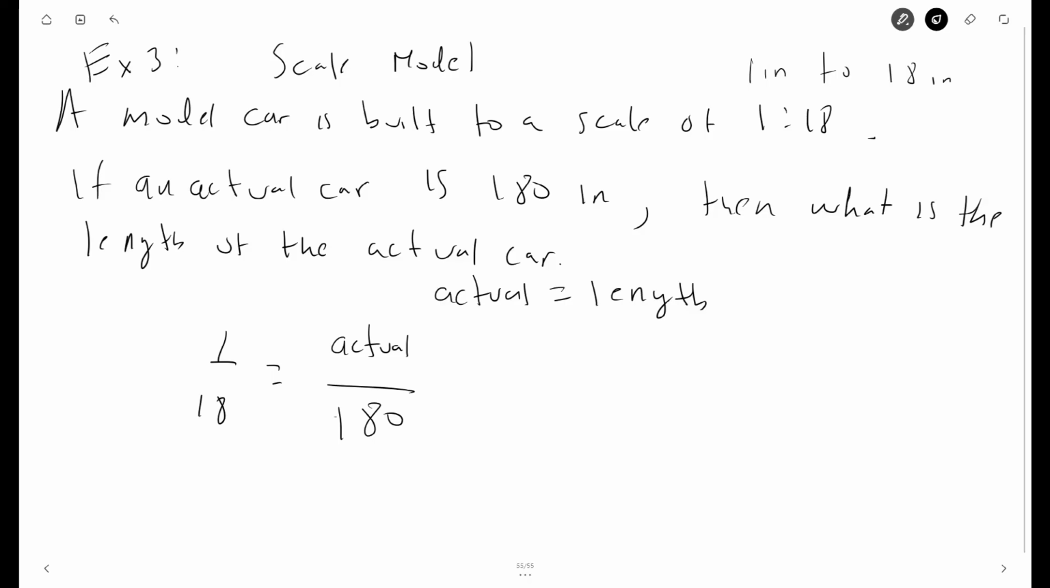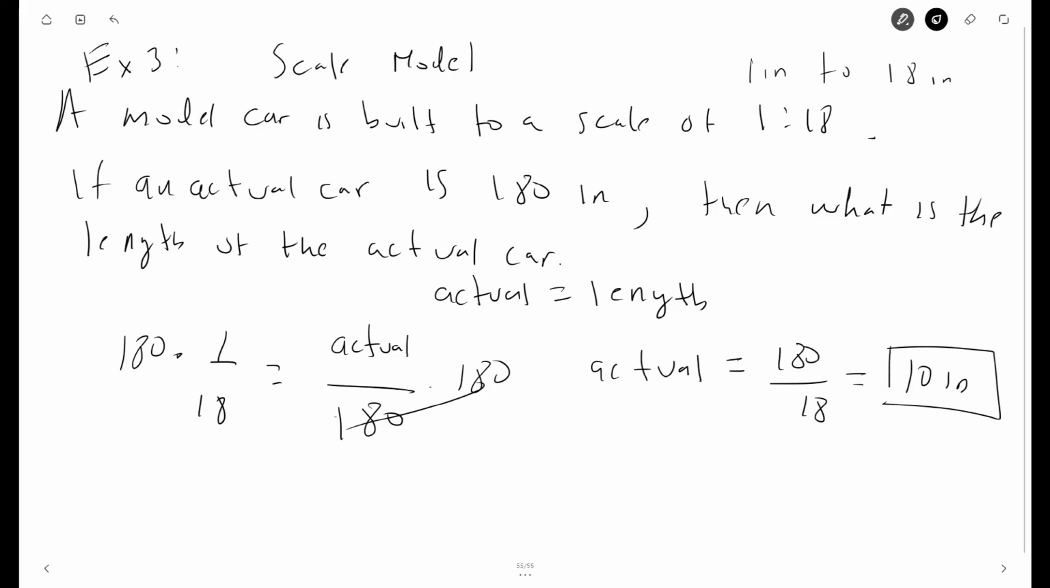Now we solve for actual. We can multiply both sides by 180, cancel, and then we say actual is equal to 180 over 18, and that's equal to 180 divided by 18. That's going to be equal to 10 inches. So that would be our answer for our length.